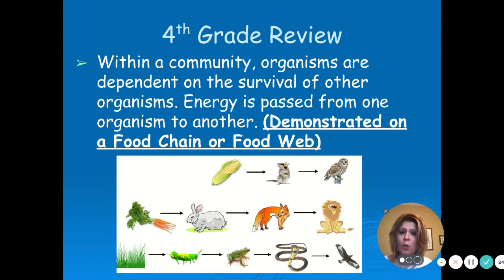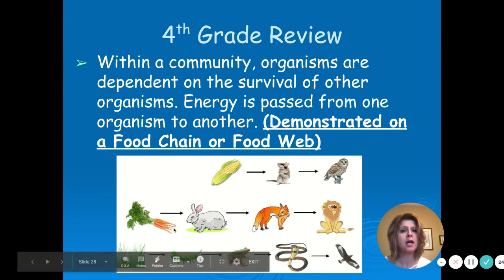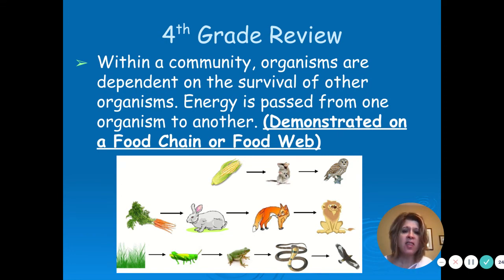Within a community, organisms are dependent on the survival of other organisms. That means they have to eat to survive. Energy is passed from one organism to another. Again, pay attention. The arrow is pointing toward who's eating it. This mouse is getting the energy from the corn. This owl is getting the energy from the mouse. Demonstrate on food chains and food webs.